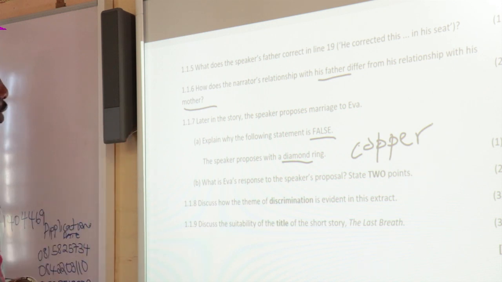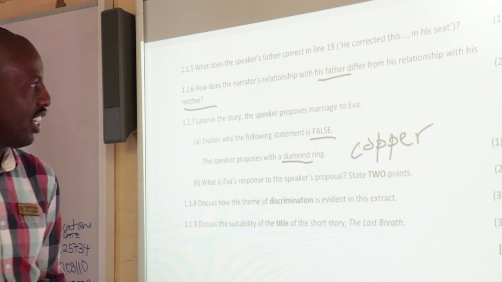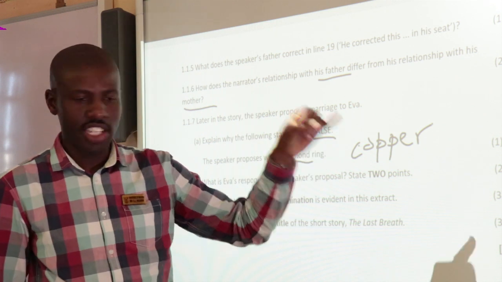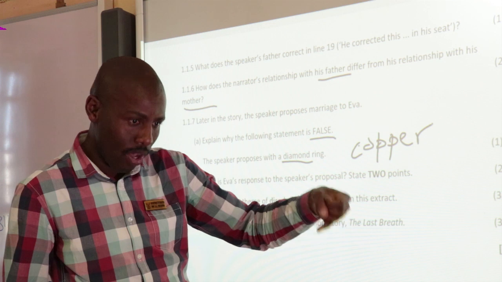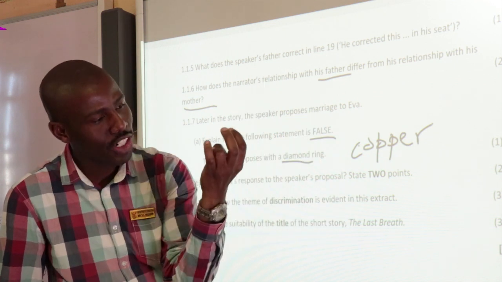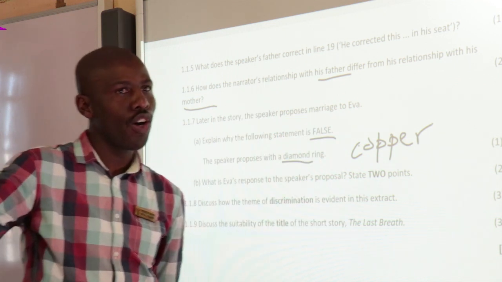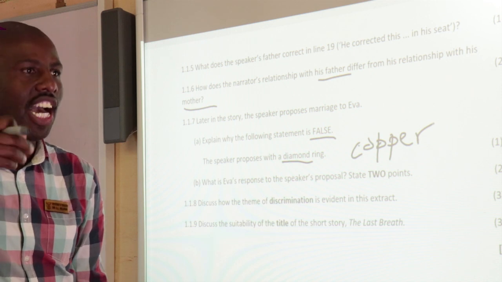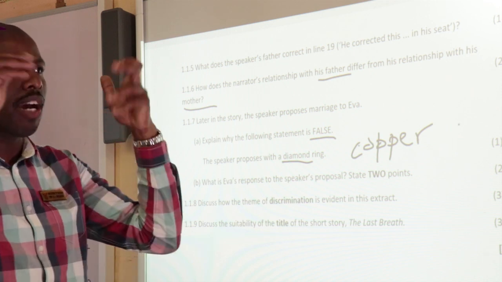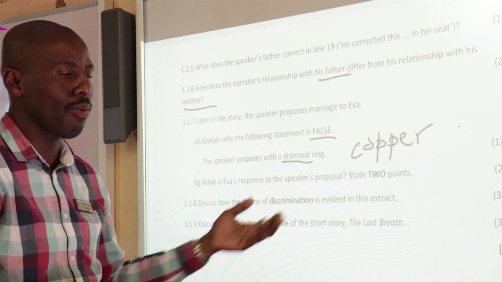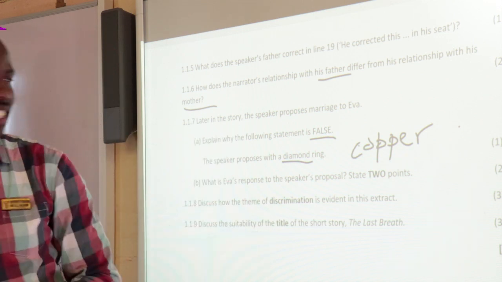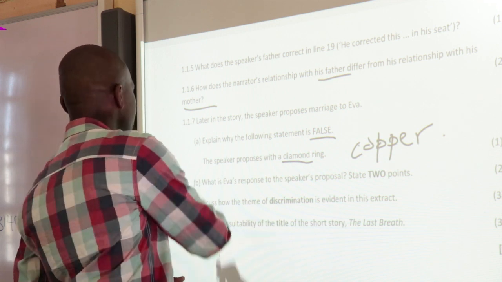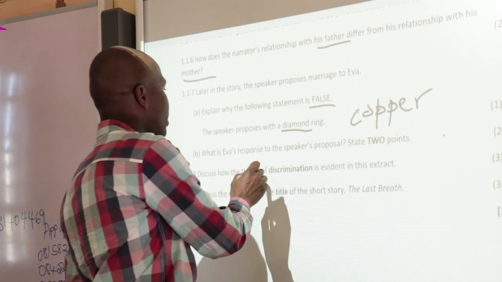What is Eva's response to the speaker's proposal? I'll state 2 points. She refuses the proposal. She says, "No, I'm not going to accept this proposal. I'm not going to marry you now." And then 2, she says, "I am one to wait until I go to the hospital, I have an operation, I get my cornea, and I'm able to see. Only then will I accept the proposal." In other words, I want to wait until I can see that link. And that's what happened.